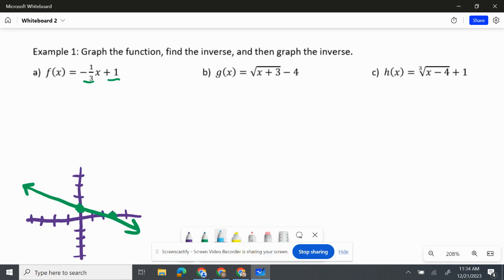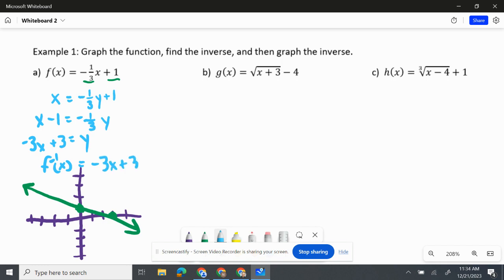Now I'm going to find my inverse, and I'm going to do that by switching the x and the y. I'm going to subtract the 1. I'm going to multiply by -3. And so my formula for the inverse of f of x is equal to -3x plus 3.